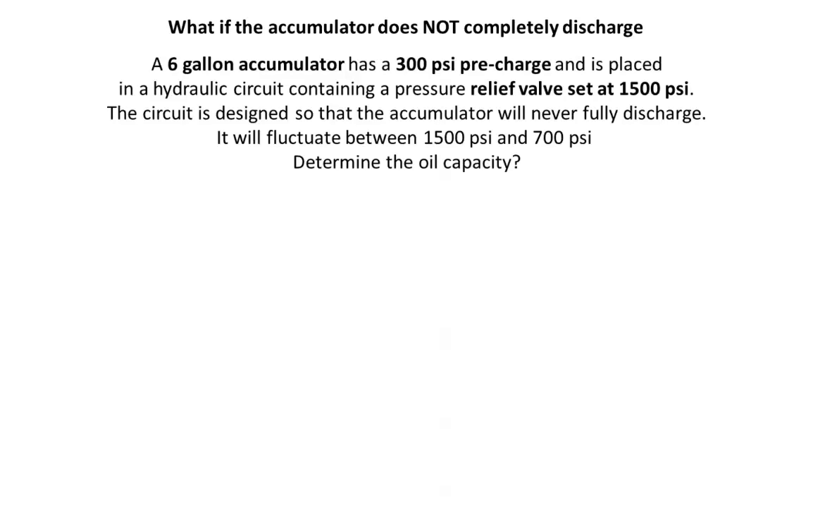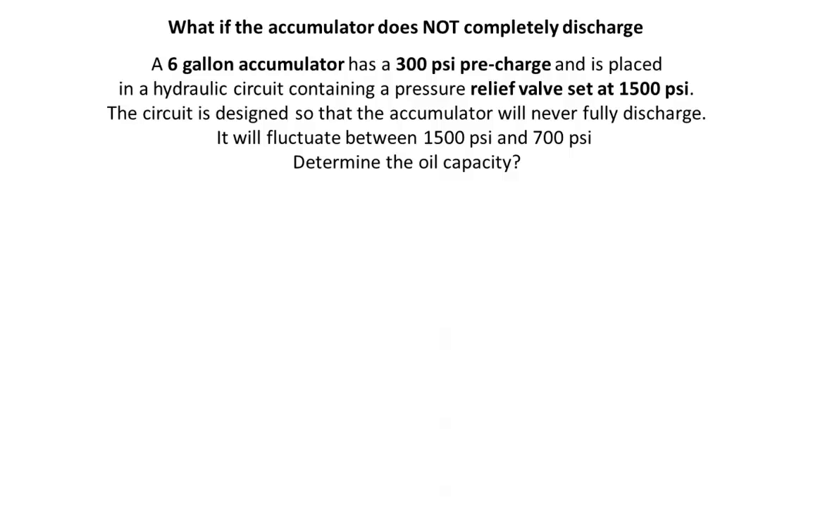Here's another circumstance you might encounter when doing accumulator calculations. What if the accumulator does not completely discharge? Here's an example I will use to help you understand how to approach these types of problems. It's very similar to the previous examples. A 6-gallon accumulator has a 300 psi precharge, is placed in a hydraulic circuit containing a pressure relief valve set at 1500 psi. But notice this circuit is designed so that the accumulator will never fully discharge.